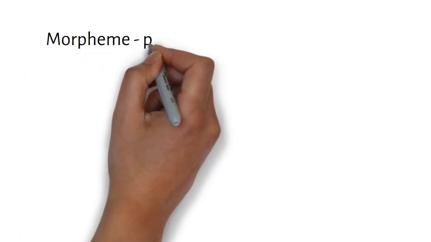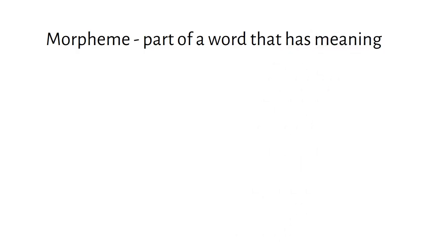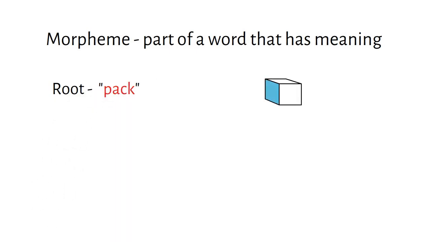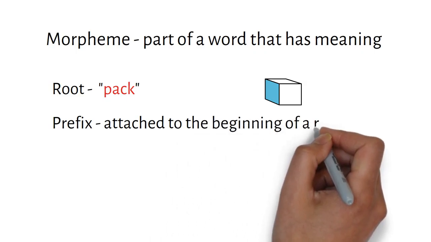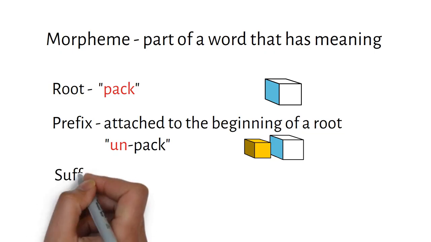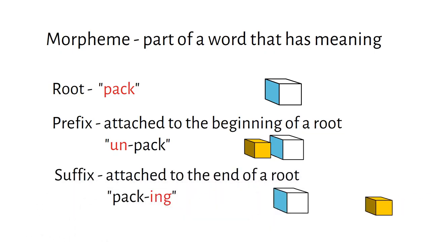First, let's review a little about what a morpheme is. A morpheme is a part of a word that has meaning. A morpheme can be a root, like pack, a prefix attached to the beginning of a root, like unpack, a suffix attached to the end of a root, like packing. There are other kinds of morphemes too, but this is enough to start.